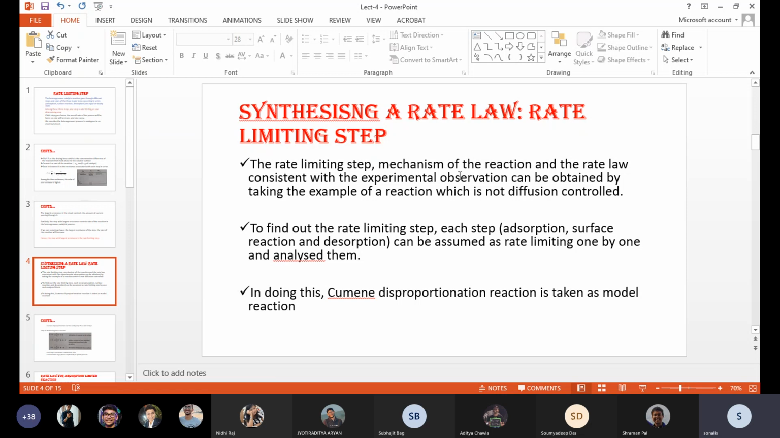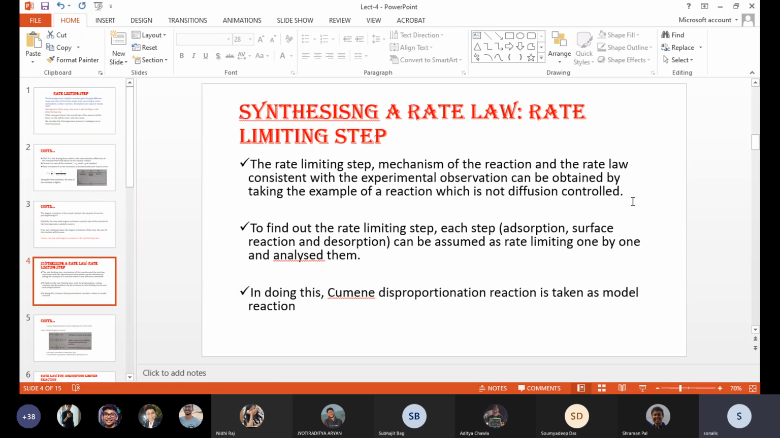The rate limiting step, mechanism of the reaction and rate law consistent with the experimental observation can be obtained by taking the example of a reaction which is not diffusion controlled. First, we don't consider diffusion. So we take an example of a reaction, and step by step we go by writing the equations and see in which equation our experimental data is consistent. That means the experimental data is fitting well, right hand side and left hand side are equal.